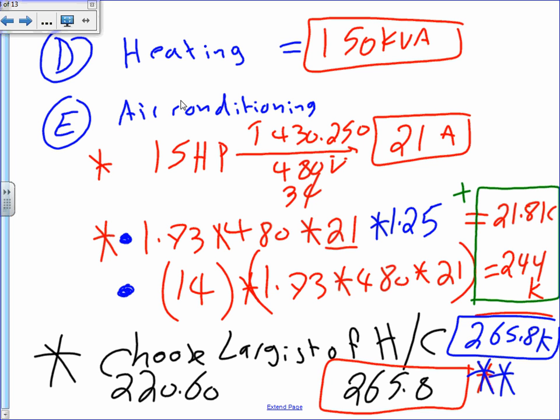And the 220.60, that's just the code reference that tells you to use the largest. And then what's 265.8? Oh, it's our total.